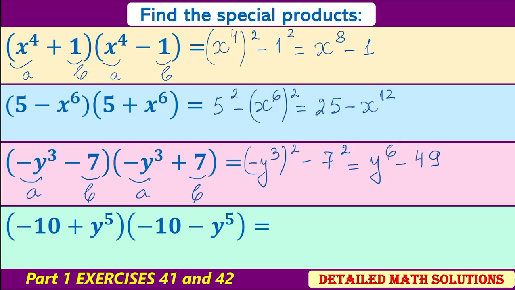Next exercise. Find the special product minus 10 plus y to the fifth power in parentheses multiplied by minus 10 minus y to the fifth power. Again, when I apply the formula, this equals minus 10 in parentheses squared minus y to the fifth power in parentheses squared, which equals 100 minus y to the 10th power.